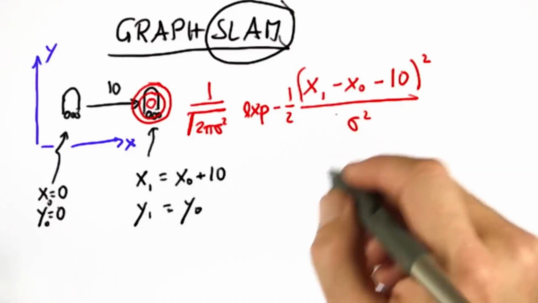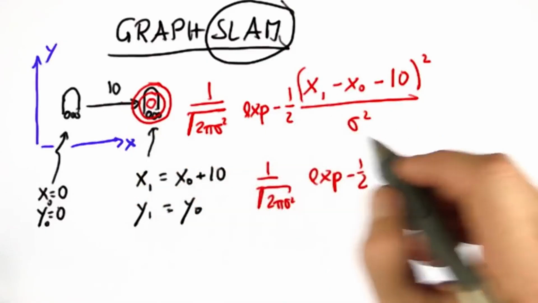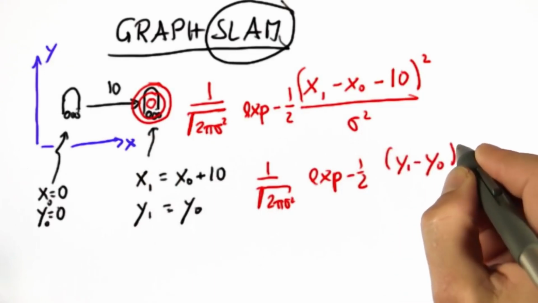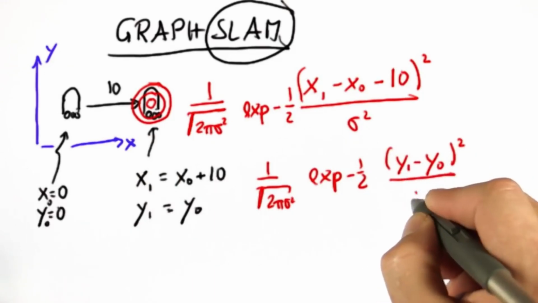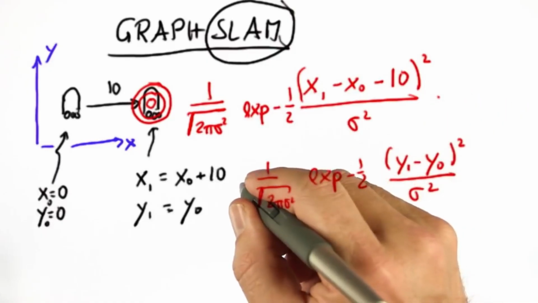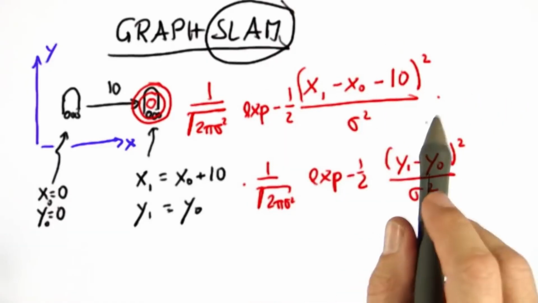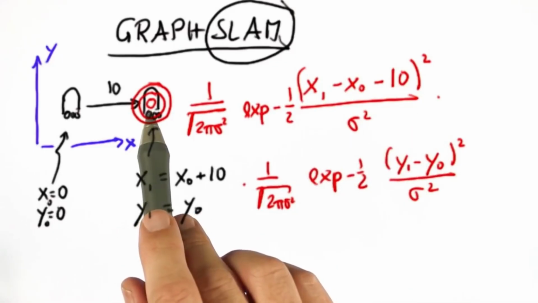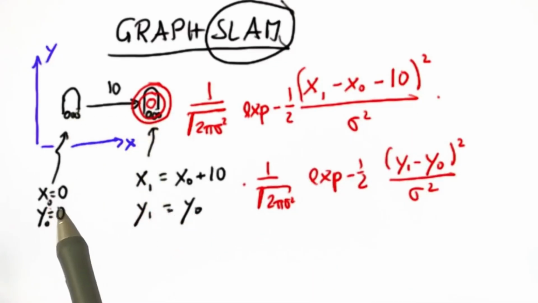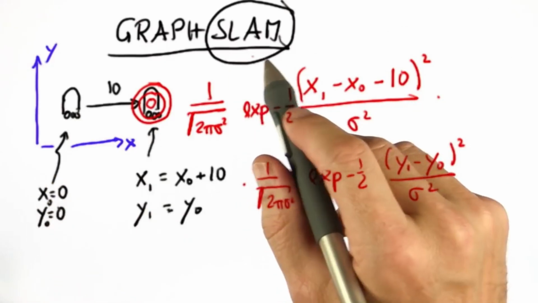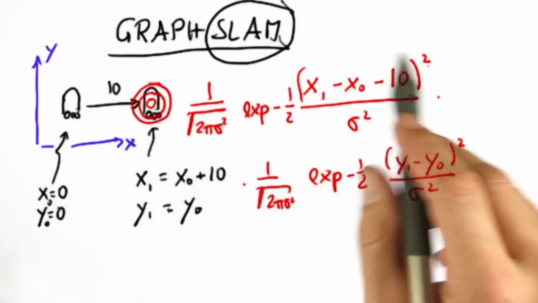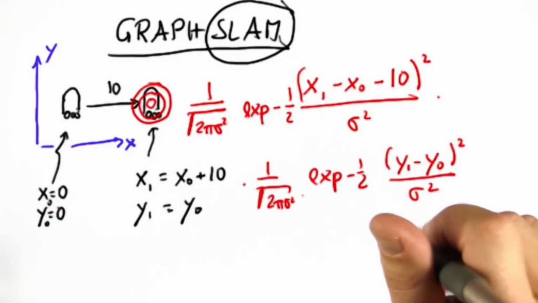We can do the same for y, and since there's no change in y according to our motion, all we ask is that y1 and y0 are as close together as possible. The product of these two Gaussians is now our constraint. We wish to maximize the likelihood of the position x1 given that the position x0 is 0, 0. So what GraphSLAM does is defining our probabilities using a sequence of such constraints.